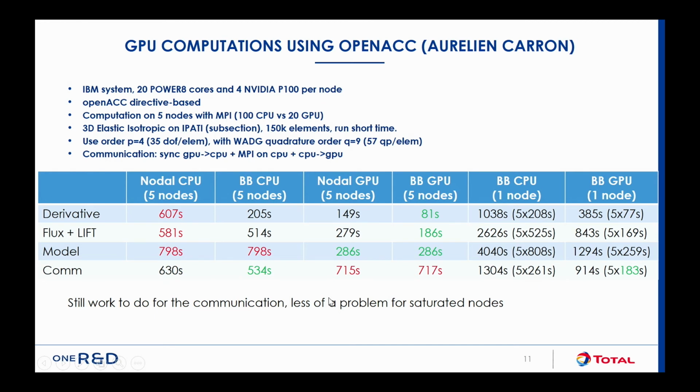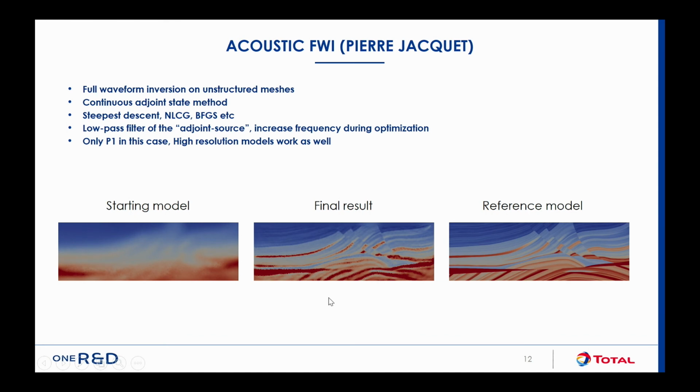So I upscaled, I solved the same with one node, so 4 GPUs. And then the communication goes from 707 seconds to 183 seconds. But I think during the internship, we had a lot of problems with the communication. So I think we can still improve that quite a bit. And finally, I have a lot of time left.